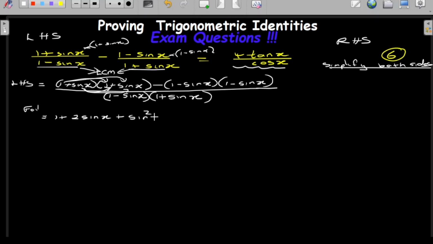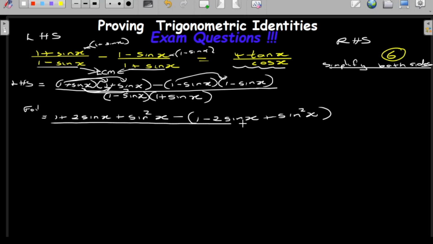I have 1 plus 2 sine x plus sine squared x, right? Because in the middle we were going to have sine x plus sine x, I just combined them together and wrote them one time. And then we move on to the following parts. We say minus, and then we put a bracket, and then we simplify the other two brackets there, and then we get 1 minus 2 sine x plus sine squared x, and then we divide it by that denominator.